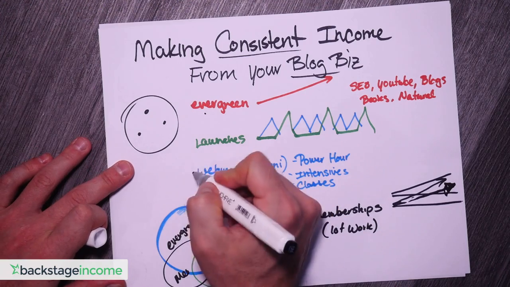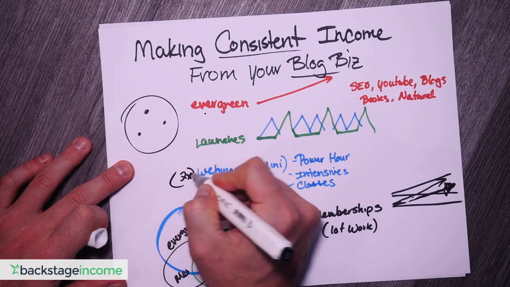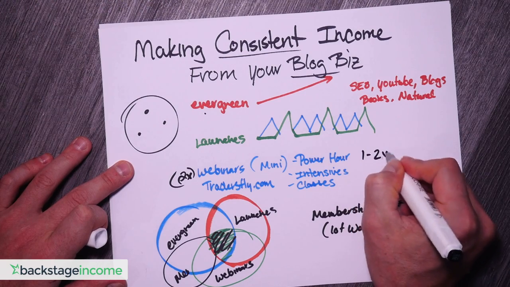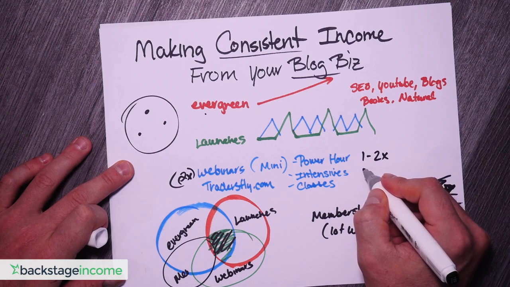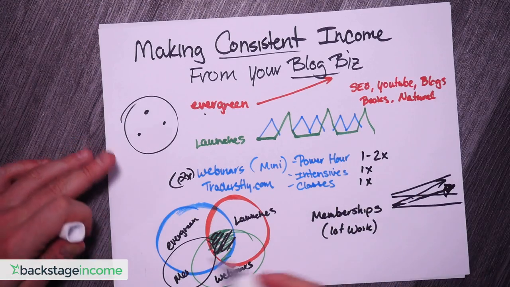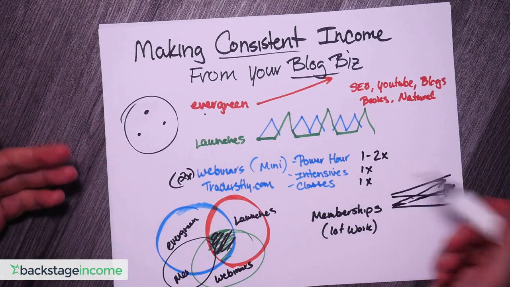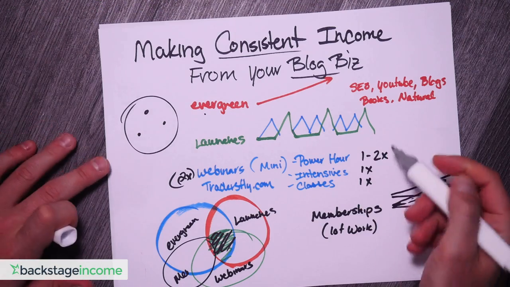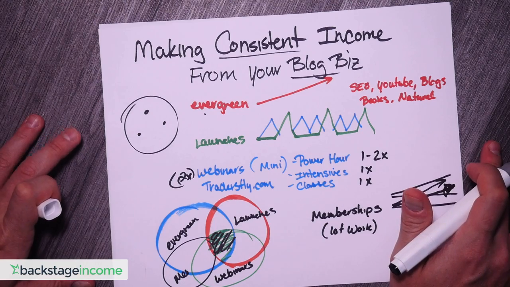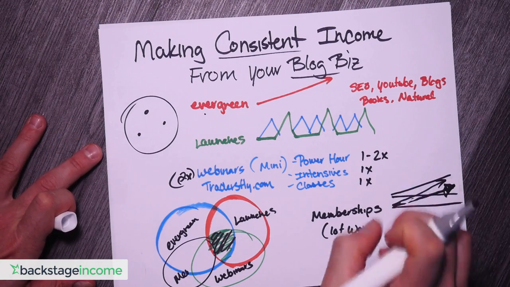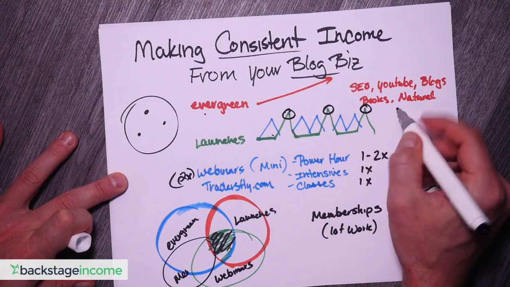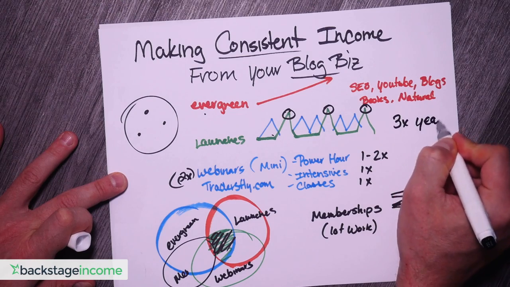Like the webinars, you might do them twice a month. For me, I do power hours, let's say one to two times a month right now, an intensive once a month, and a class once a month. Between all that, it creates three to four times a month, so it's like once a week. But in between there might be two to three sessions a week at certain points as they overlap. It gives you those quick hits. Launches, you might do three times a year.